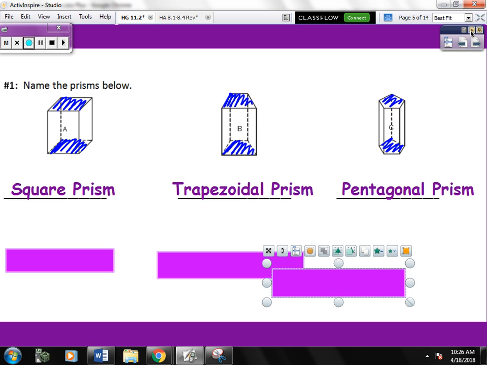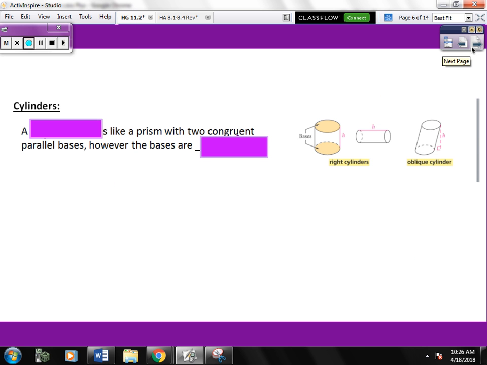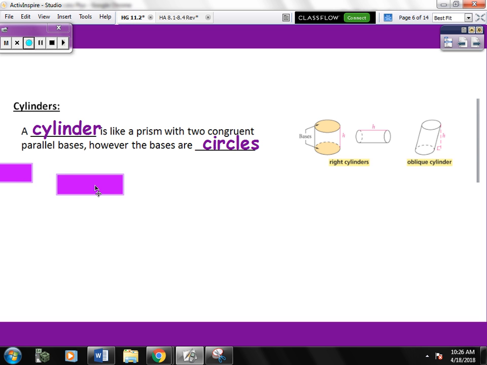All right, we have cylinders also, which are easier because you don't have to name them based on their base because their base is a circle. So really, cylinders are circular prisms, but instead of calling them that, we call them cylinders. And cylinders are super easy because there's only two dimensions. There's a radius and a height. So you don't have to do as much work. And that's because both bases are circles.